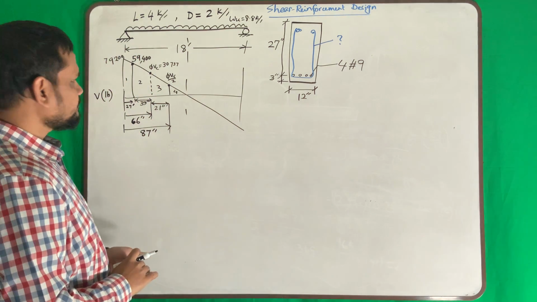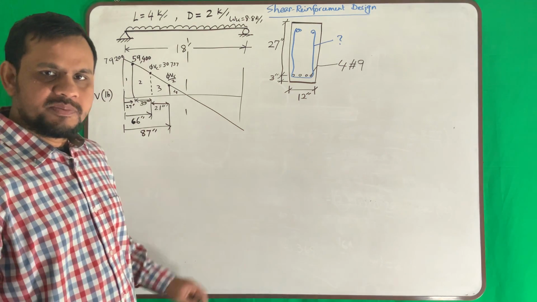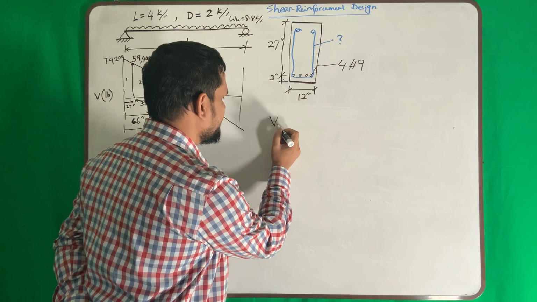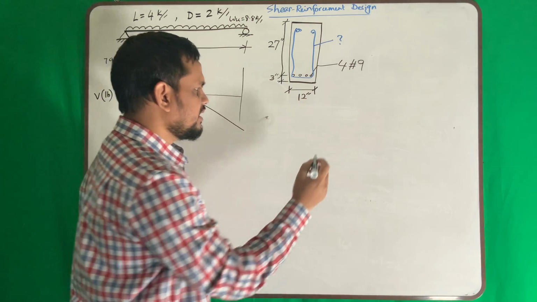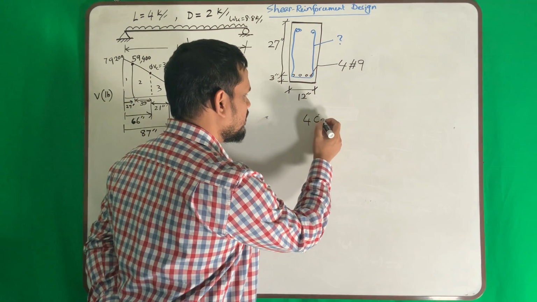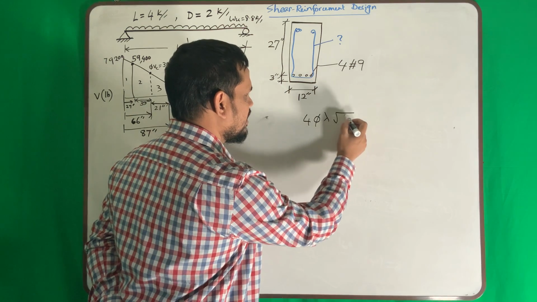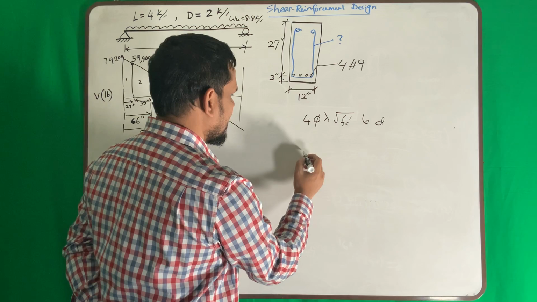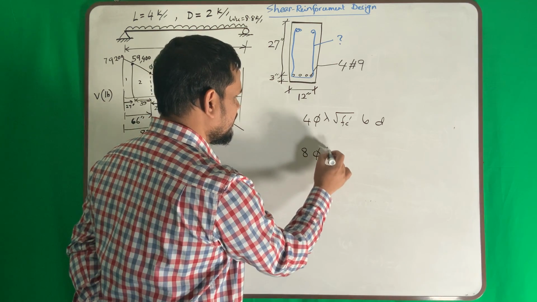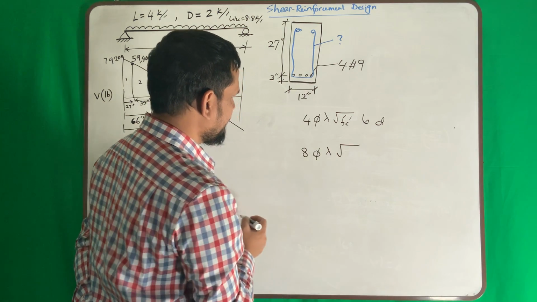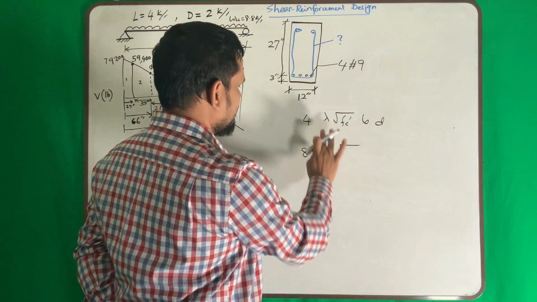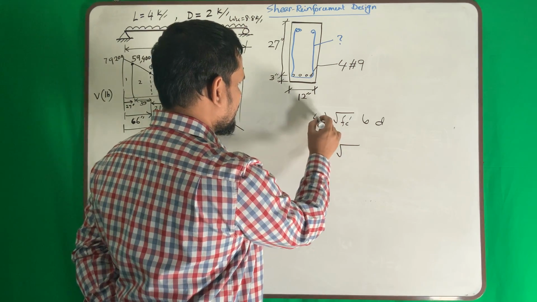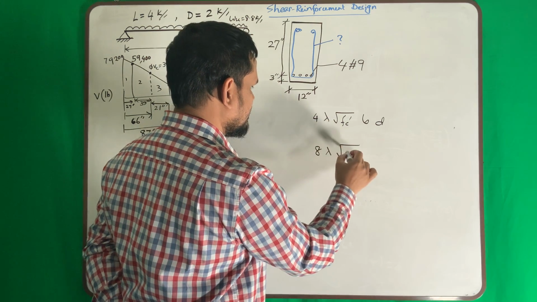Okay, so now to calculate the spacing, you know that we need to calculate, and there is another parameter we should check, which is 4 times lambda square root of f'c bd, and there is another term, 8 times lambda, oh, actually not phi, only 4 and 8.